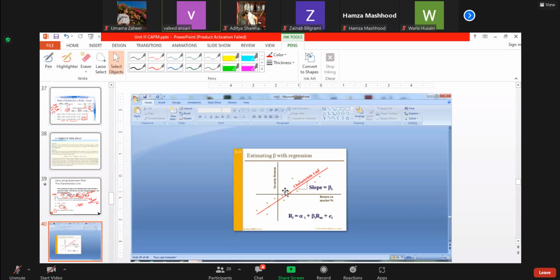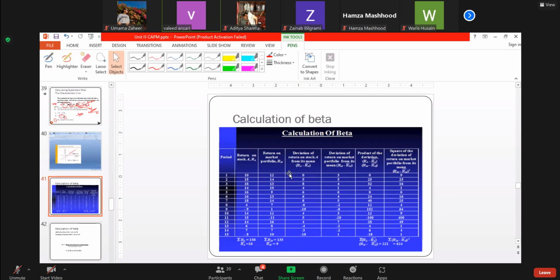So this is an example. Let me make it full screen.